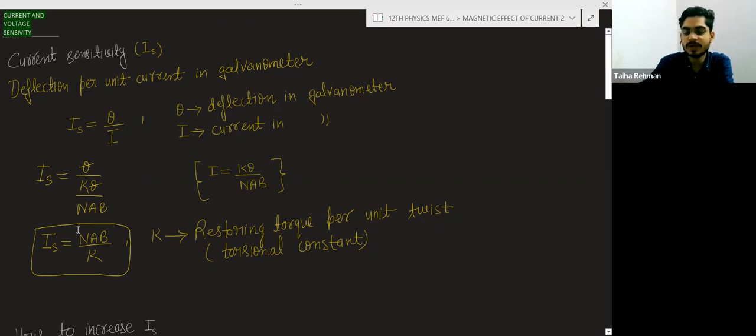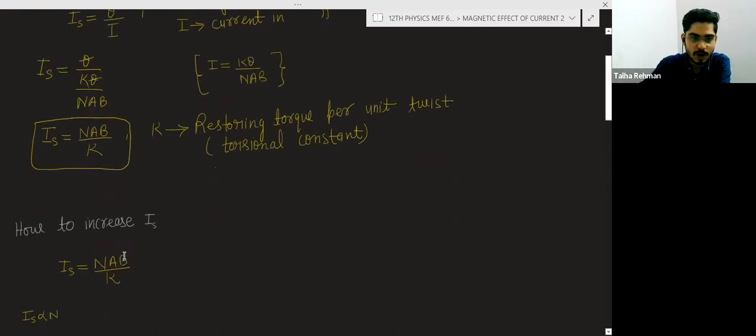Now how will you increase the current sensitivity of the galvanometer? So see here, the current sensitivity is directly proportional to the number of turns. Means you can increase the number of turns, you can increase the area of cross section of the coil, you can increase the magnetic field, or you can decrease the torsional constant of the spring. So how to increase current sensitivity? Current sensitivity is this NAB by K.